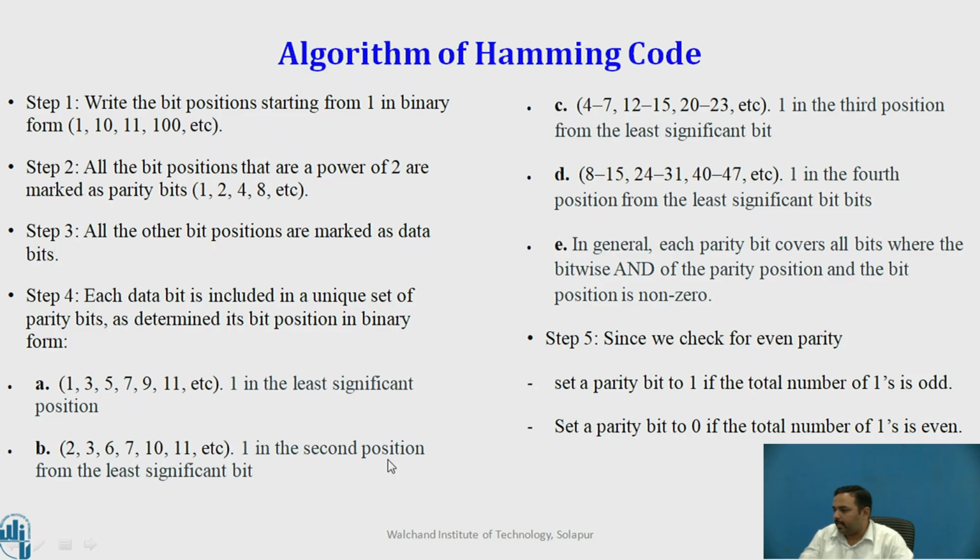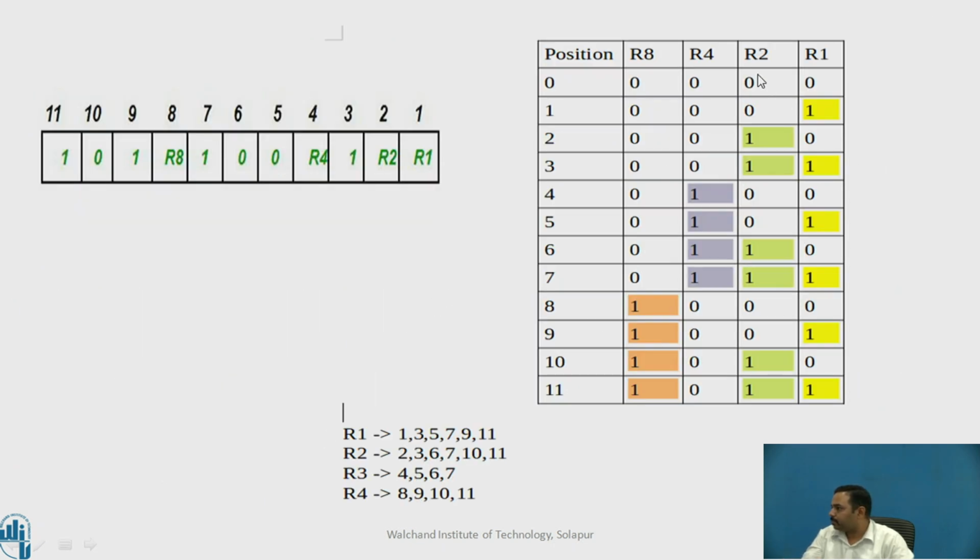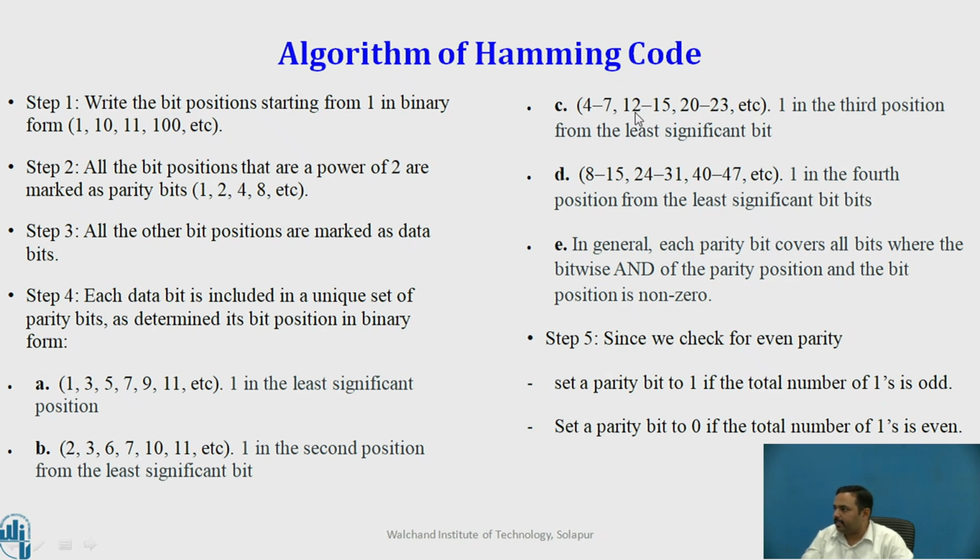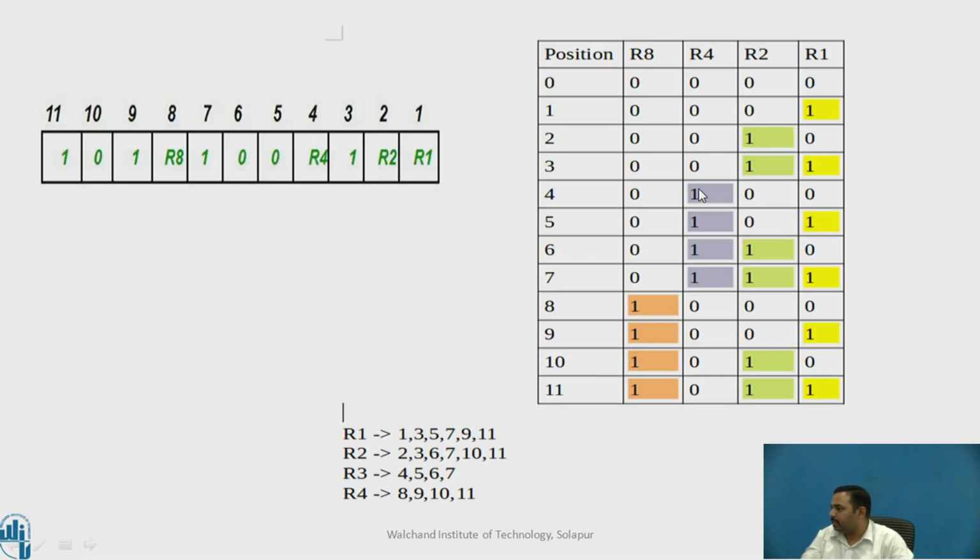Next, the second set: 1 in the second position from the least significant bit. For R2, that is 2, 3, 6, 7, 10 and 11. This is the second set. Next, 4 to 7 is the combination with 1 in the third position from the least significant bit, which is 4, 5, 6, 7.